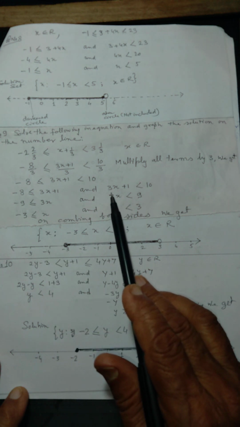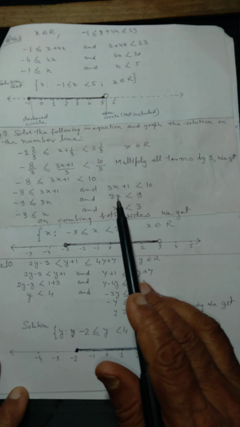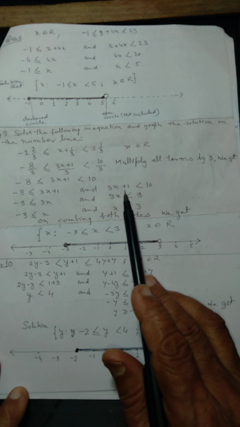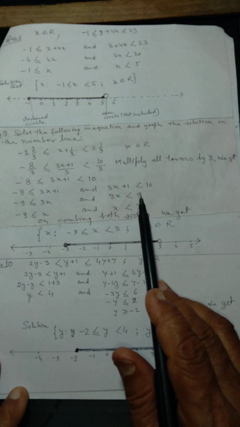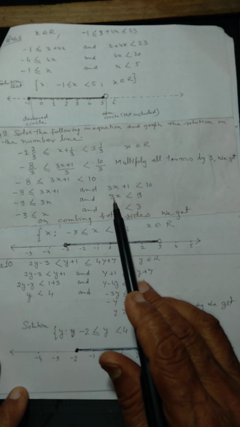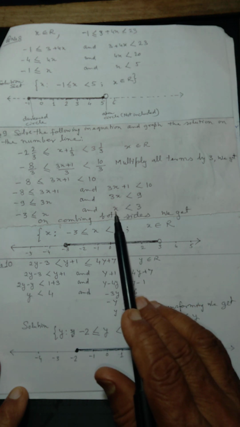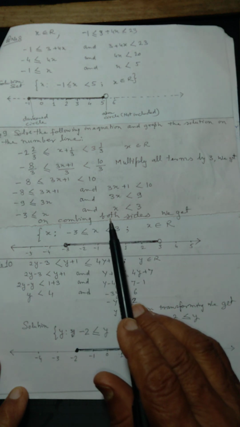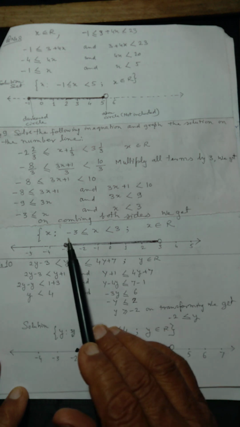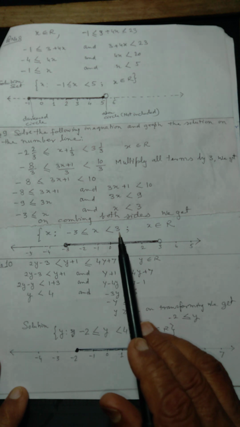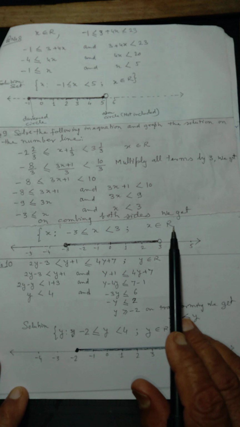In the second part, you see 3x plus 1 is less than 10. Once you transpose this to this side, it will become 9, meaning 10 minus 1, that will become 9. So 3x is less than 9 and x is less than 3. On combining both parts, we get x such that minus 3 is less than or equal to x and x is less than 3, where x belongs to real numbers.